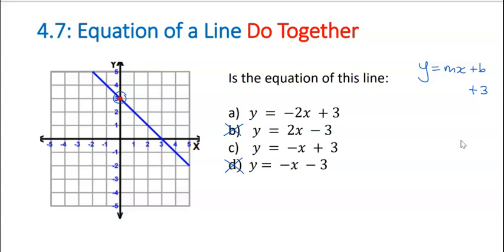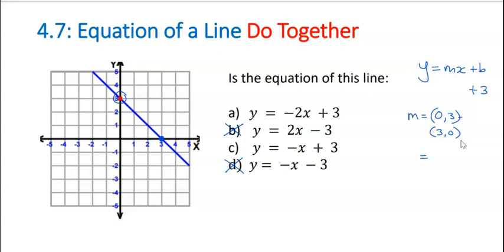Now I take a look at my slope. My slope is going downwards, so it's going to be a negative slope. A and C both have a negative slope, so now we need to calculate slope in order to determine which one it is. I'm going to take my points. So for my first point that's in red up there, that's going to be a 0, 3. My second point I'm choosing on the x-axis, that's going to be a 3, 0.